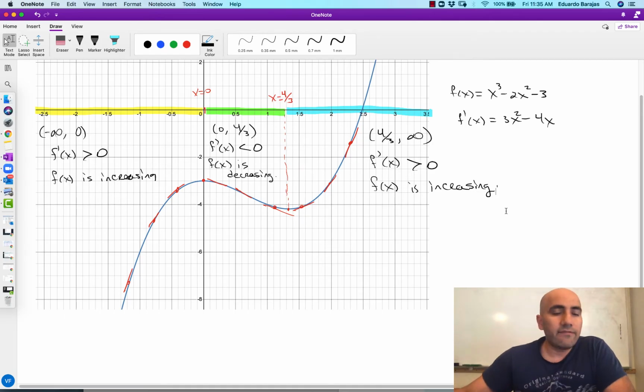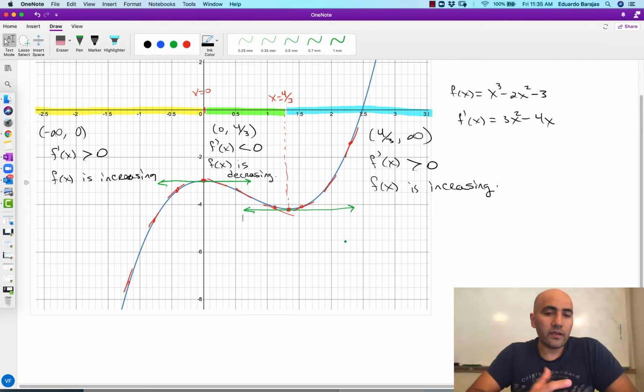Okay. And then finally, we were asked to identify places where the tangent line is horizontal. We can see from our graph that it's got to be at these two points. Let's put it in green. There are horizontal lines there and here. Right? Tangent lines are horizontal.